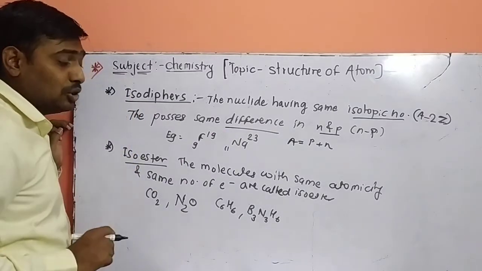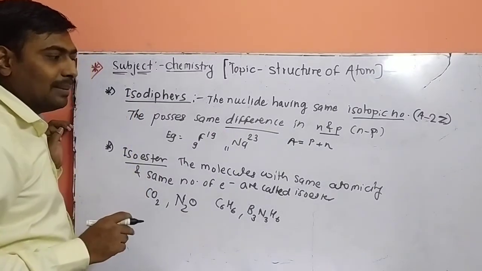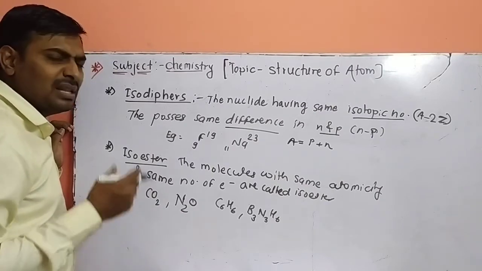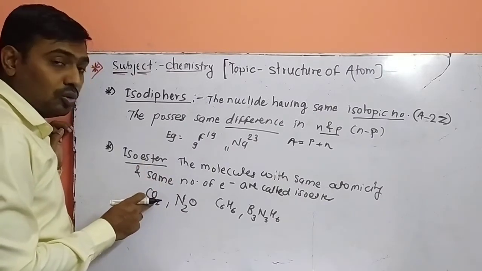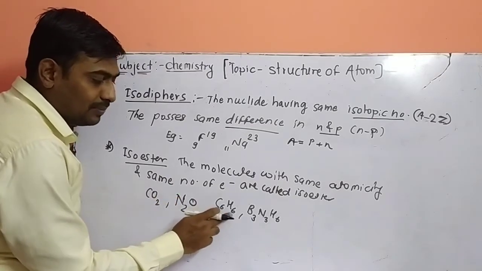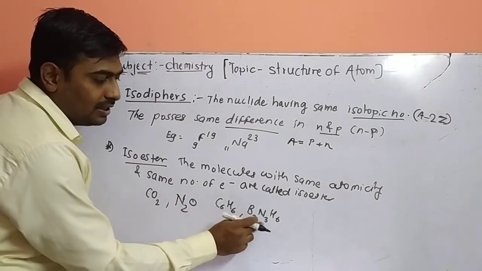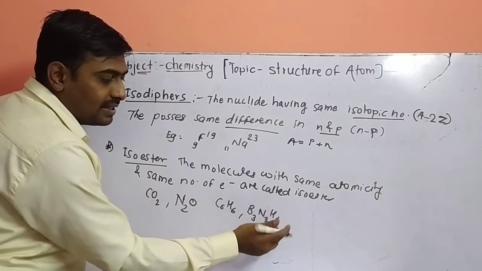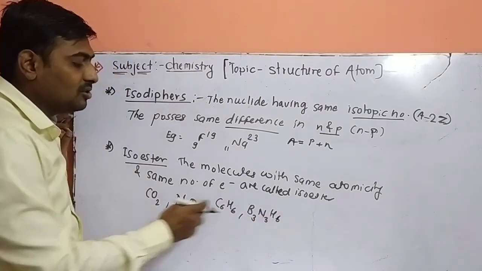Next, isoesters. Molecules with the same atomicity. Atomicity means the number of atoms. See, CO2, 3 atoms are there. N2O, 3 atoms are there. Here 6 plus 6, 12. Here 3, 3 and 6. So again 12. So this is called atomicity.